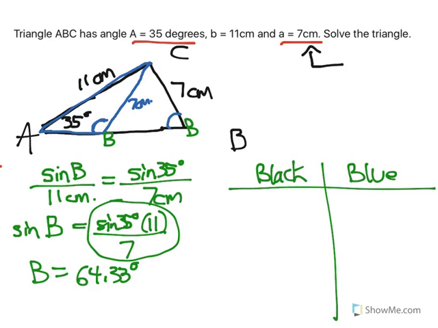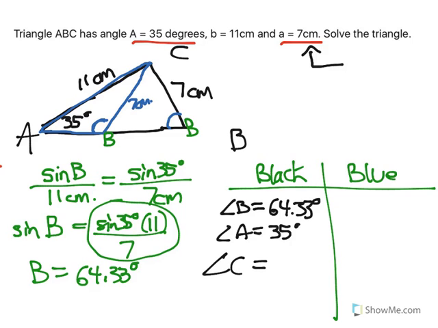Now we're going to see if this works, so that there are two possible answers. We only have to worry about the angles. Angle B we just found to be 64.33 degrees. We know angle A has to be 35 degrees. And since we know there are 180 degrees in a triangle, this would leave angle C to be 81 degrees, roughly. I'm just doing 180 minus. Okay, great. So that's one option.